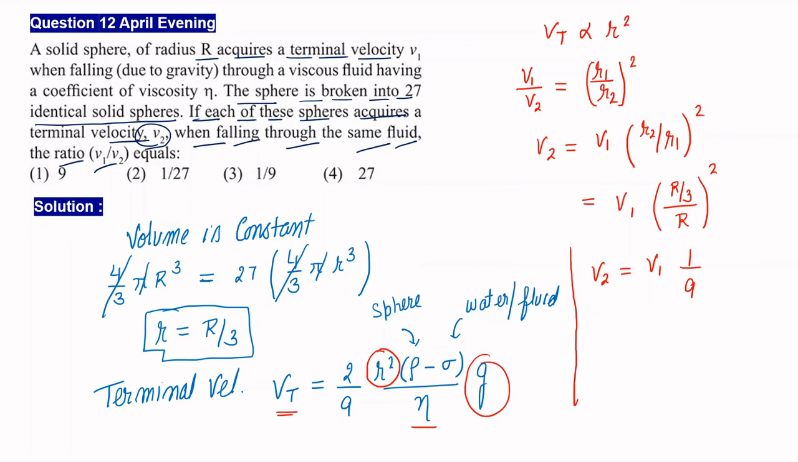So from here we can say V1 upon V2. It is asking for V1 by V2. Otherwise, if it's asking for V2 by V1, then it will be 1 by 9. So V1 by V2 is nothing but 9. So if you check it, option number 1 is correct. Everyone, this is not an easy question, but if you learn the formula, then it is a little bit easier to understand.